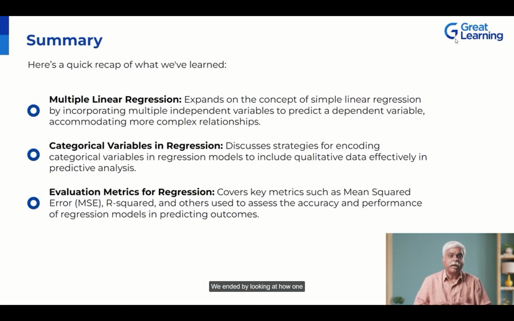We ended by looking at how one thinks of regression models as being good, and we looked at criteria like mean squared error, root mean squared error, mean absolute error, etc., that evaluated models from the perspective of how well they predicted. And we looked at R-square and adjusted R-square for trying to figure out how well the explanatory variables were capable of explaining and whether an added variable gave added predictions or not.